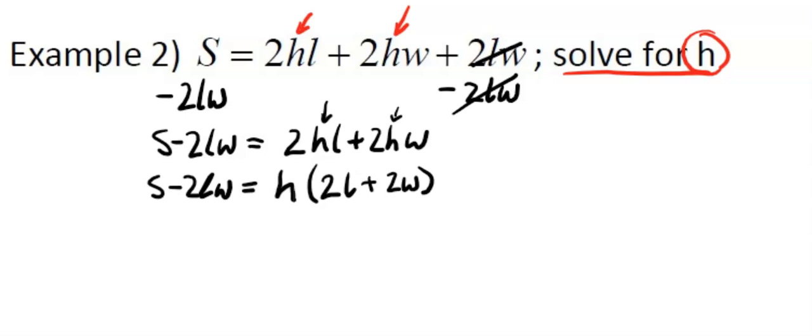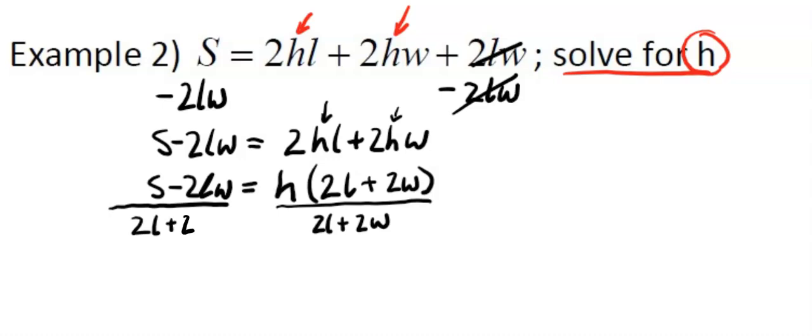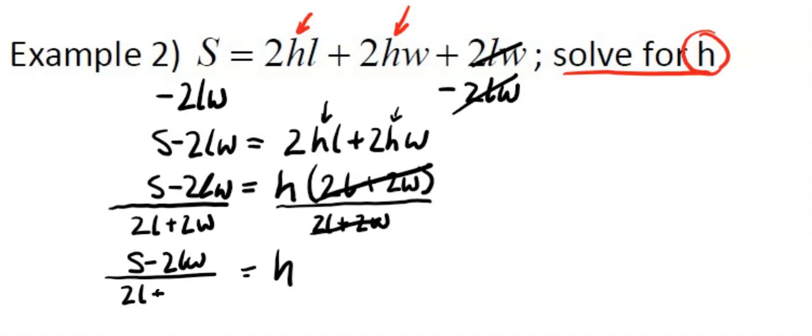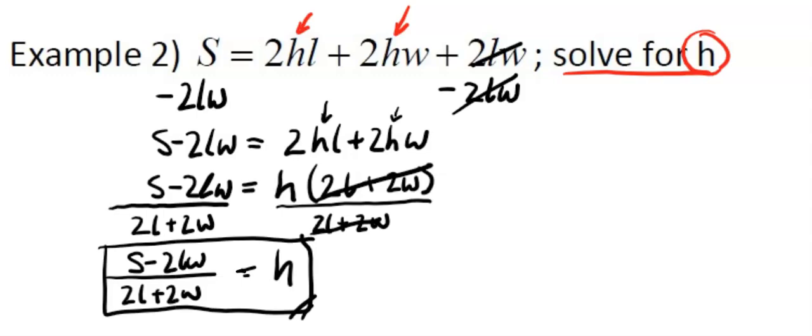Now that I have h separated from those two terms, I can divide by all of that, 2L plus 2W. Like we've done before, we have to do the same thing to both sides, so 2L plus 2W. That cancels, and it leaves h alone. H is then equal to S minus 2LW all over 2L plus 2W. That's our final answer. You could rewrite it with the H on the left. It doesn't matter if it's on the left or on the right.